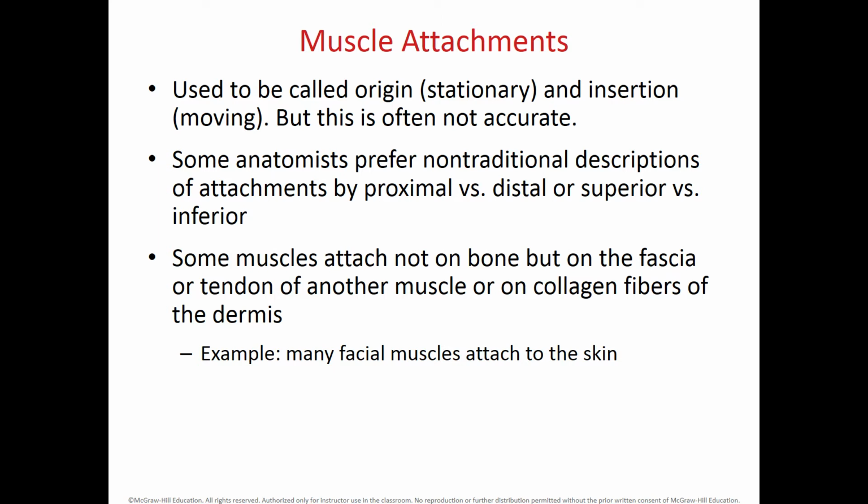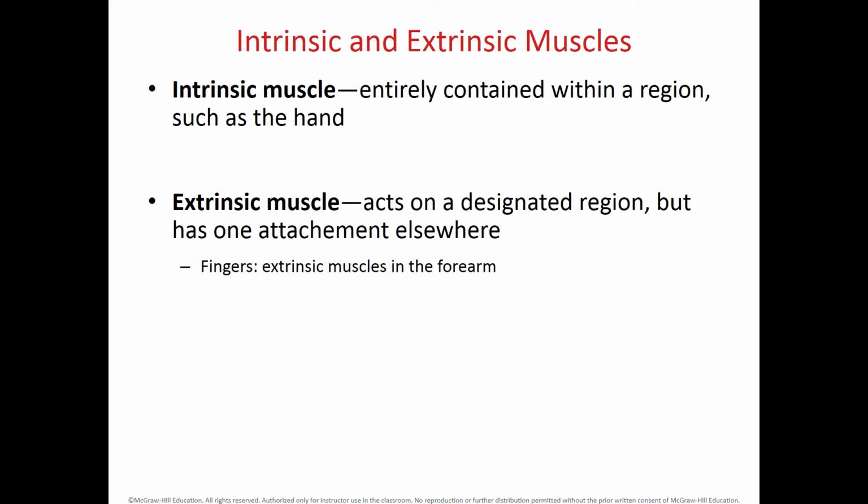So the muscle attachments can be classified as origin, or stationary, and insertion, or moving. Usually the origin is located proximally while the insertion is located distally in the muscles of our limb, but sometimes you have some exceptions. In some anatomy texts, they prefer the non-traditional descriptions of attachments by proximal versus distal or superior versus inferior. Now, some muscles attach not on the bone but on the fascia or tendon of another muscle or the collagen fibers of the dermis, like, as we said before, the muscles in our face that are attached into the dermis of the face, with few exceptions.